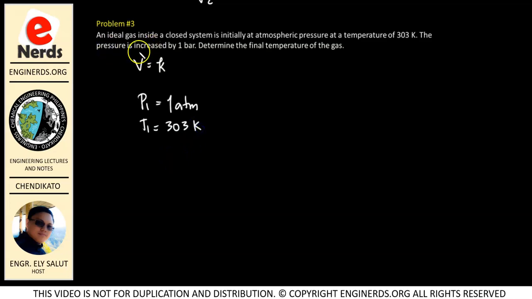The pressure is increased by 1 bar. Okay, so for P2, it is said that our pressure is increased by 1 bar. So when we say by 1 bar, it means we added 1 bar here. It was not said that the pressure is increased to 1 bar. Okay, so it is said that 1 bar is added to our pressure. So that means our P2 is equal to 1 atmosphere plus 1 bar. Okay? So that's what we mean by that.